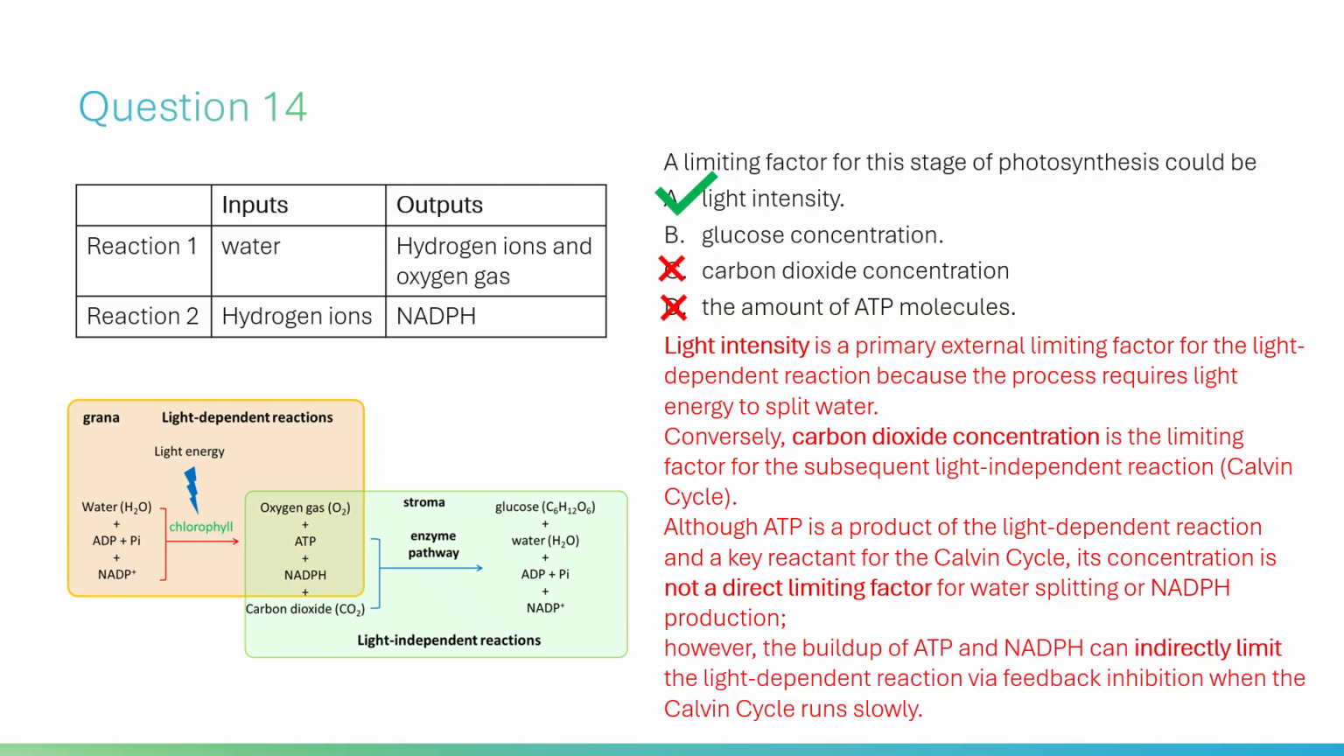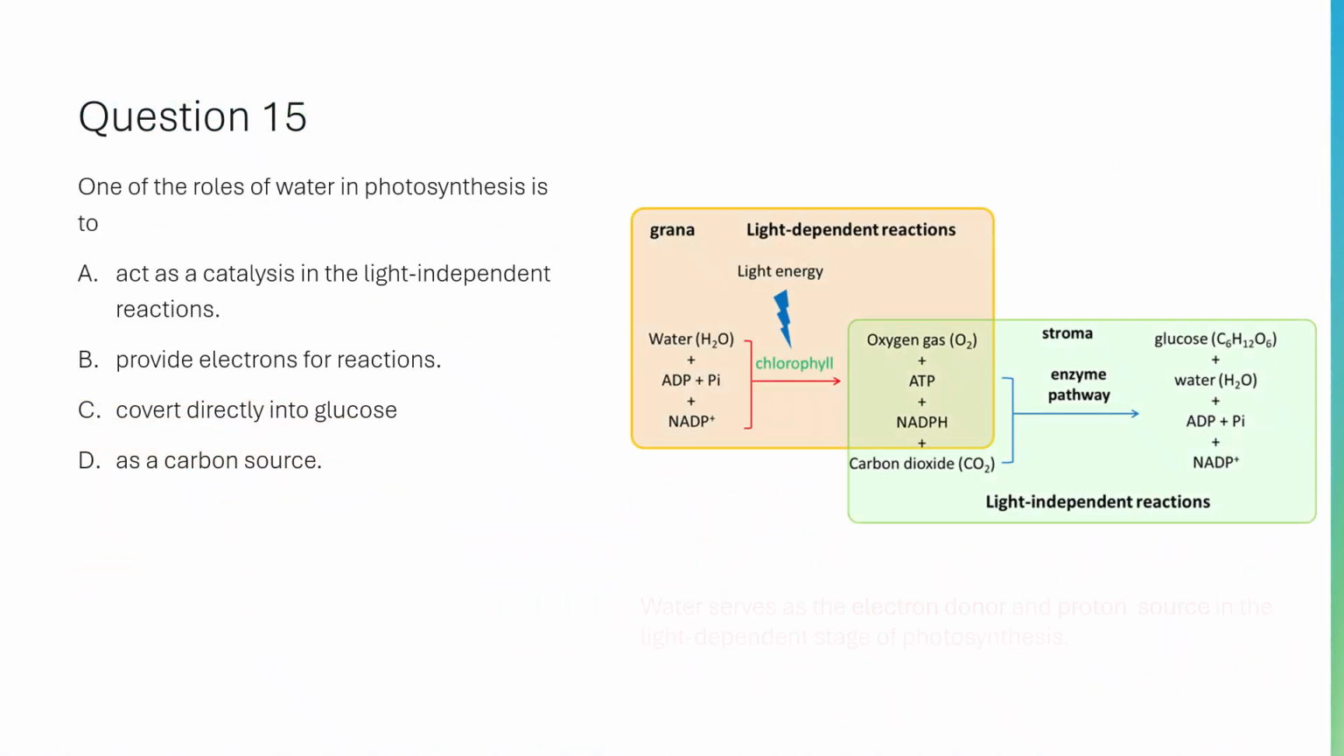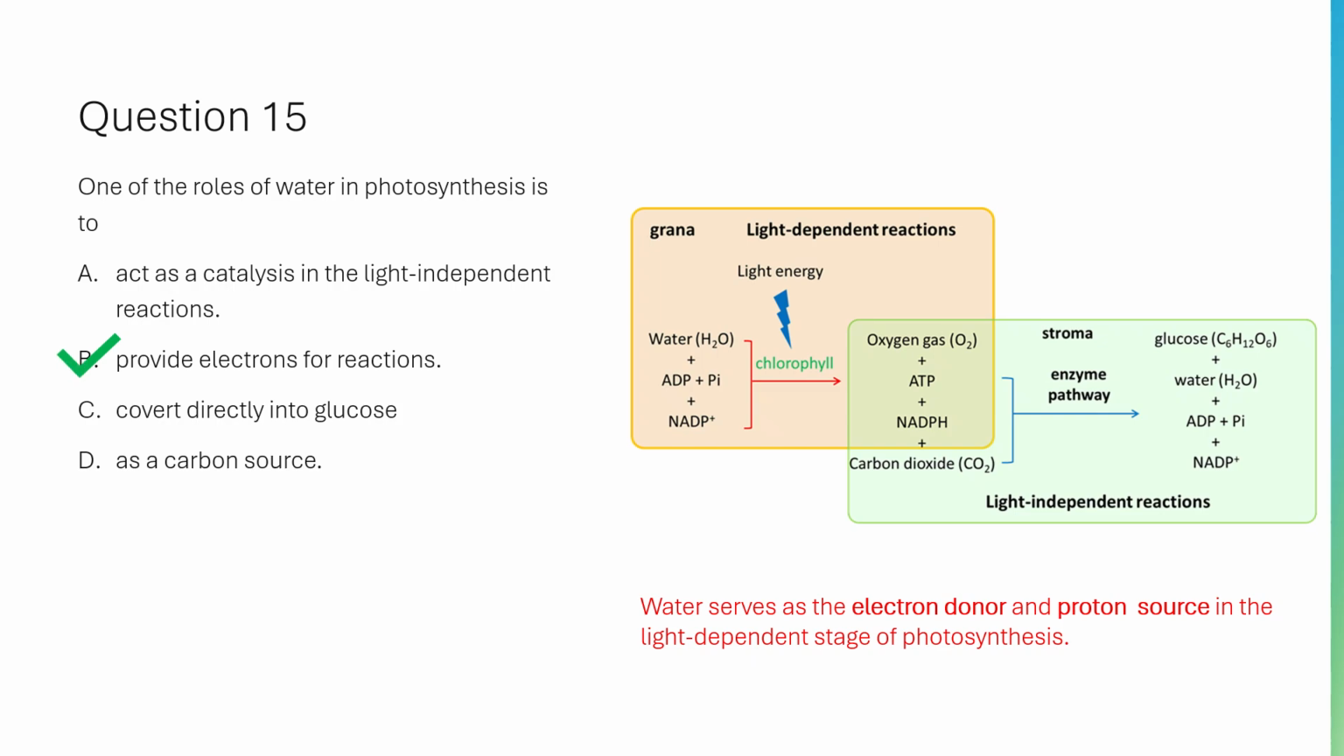However, the buildup of ATP and NADPH can indirectly limit the light-dependent reaction via feedback inhibition when the Calvin cycle runs slowly. Water serves as the electron donor and proton source in the light-dependent stage of photosynthesis.